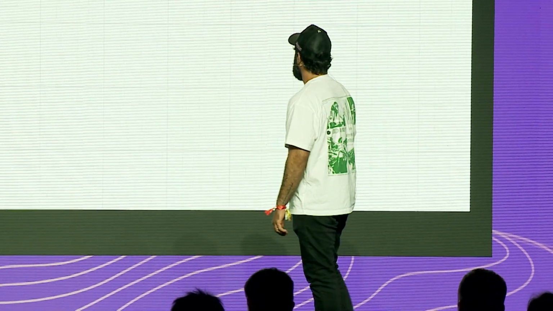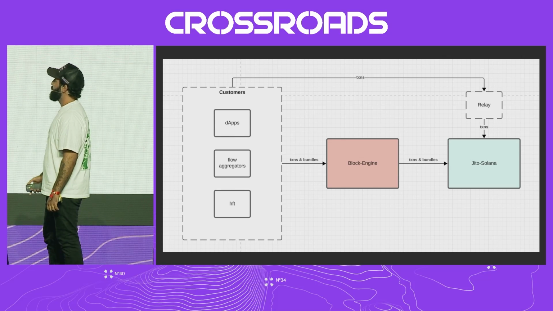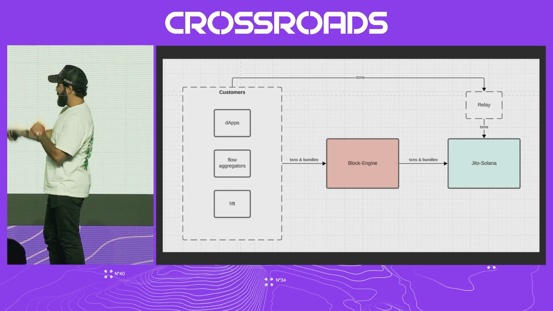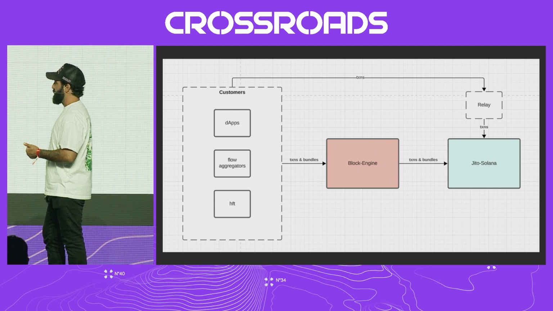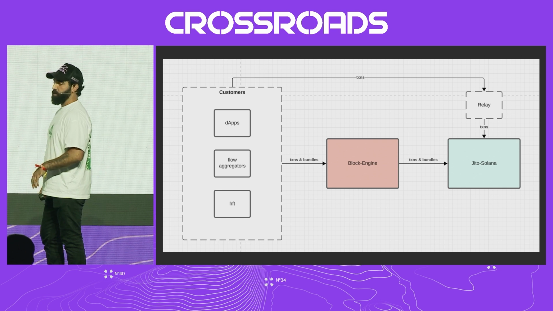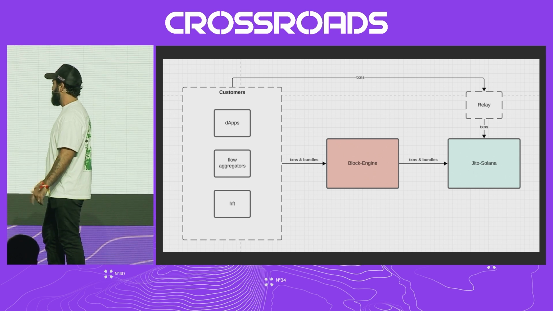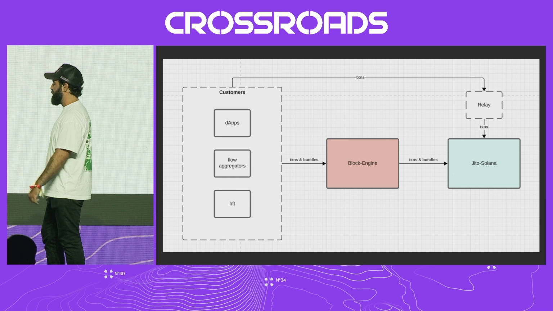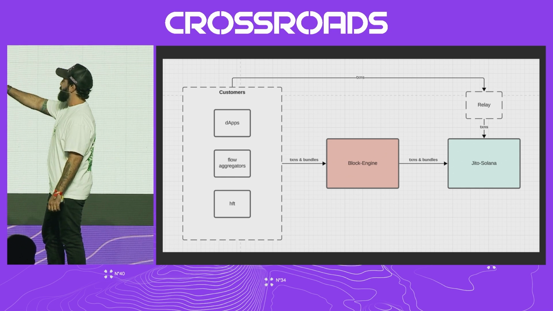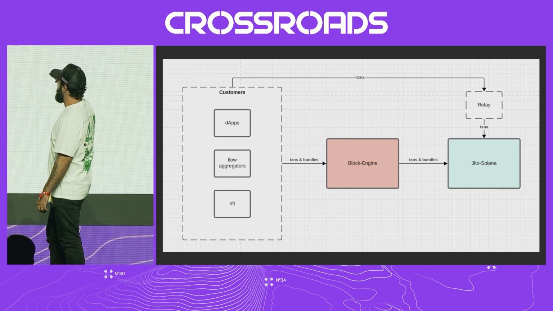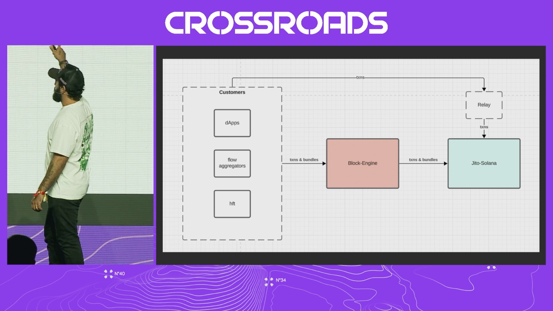This is an overview of what the system looks like today. You have on the left customers, which could be dApps like Jupiter, flow aggregators, which are basically like RPCs, and they promise their users to land transactions fast for them, but they're really wrappers around Jito. And then you have HFT firms like Argonia who use Jito to have deterministic transaction landing. So a transaction can go directly to the block engine and then straight into Solana, or they could go through the relay and then into Solana.